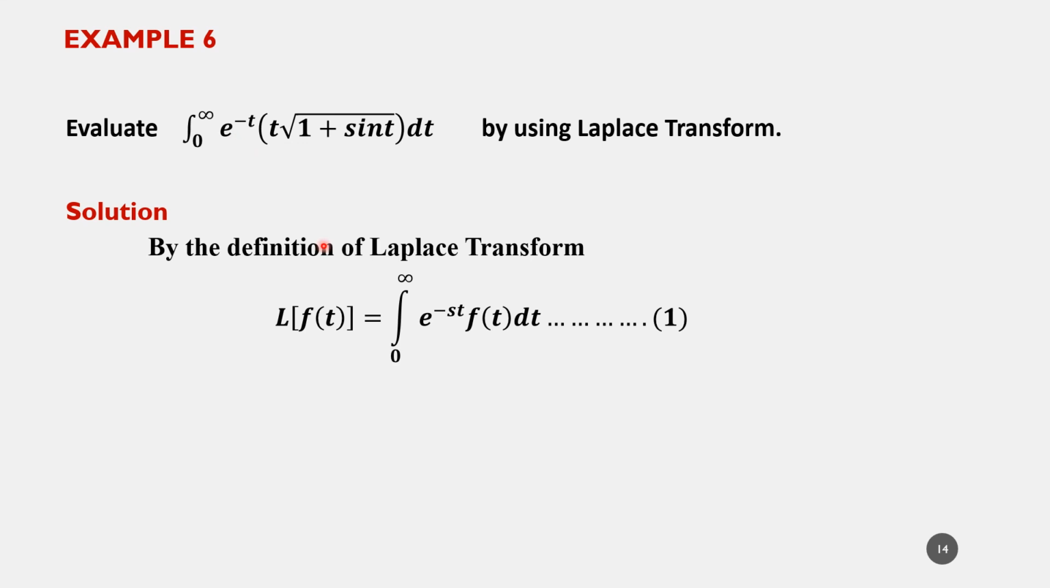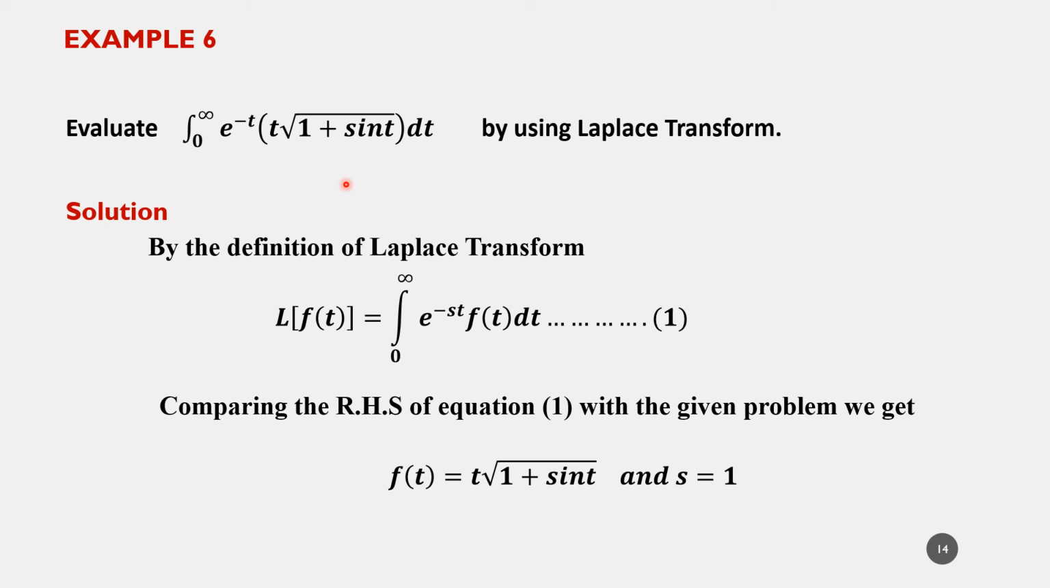Comparing these two integrals, we can write f of t to be equal to t into root of 1 plus sine t and s is equal to 1. Instead of minus st, we have minus t, so s is equal to 1. Which means that this integral is equal to L of this function, because this integral is equal to L of f of t. So now this integral will become L of t into root of 1 plus sine t. After simplifying L of t into root of 1 plus sine t, put s is equal to 1.